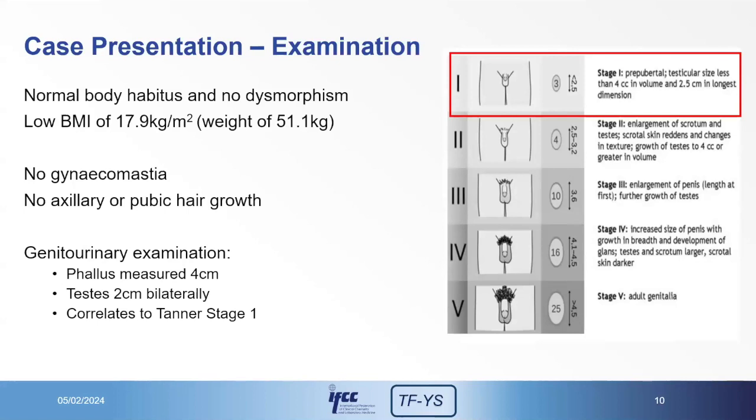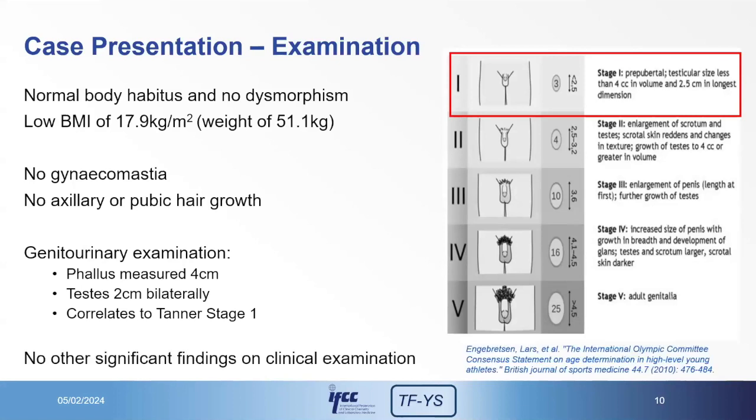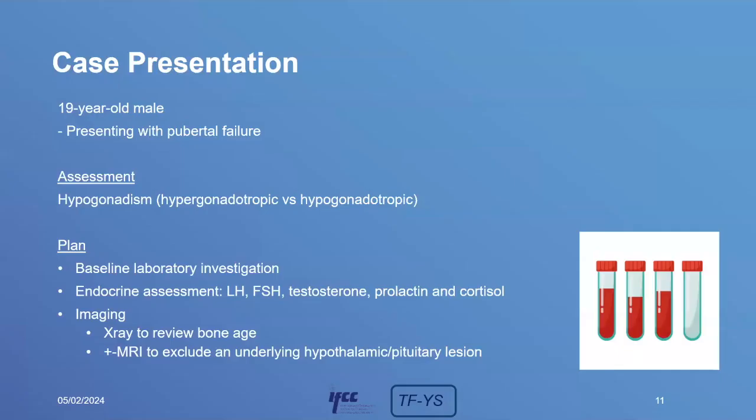So he is considered to be prepubertal with pubertal delay. And then just of note, he had no other significant findings on clinical examination. So just to summarize our case thus far, we have a 19-year-old male presenting with pubertal failure. The clinical assessment at this point was that of clinical hypogonadism, where at this stage it was unclear if it was hypergonadotropic or hypogonadotropic.